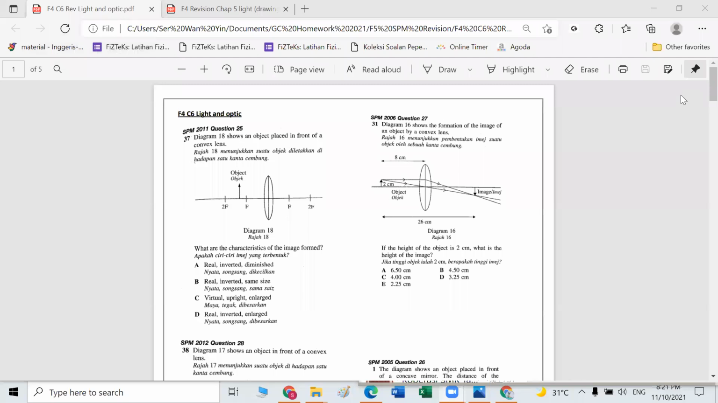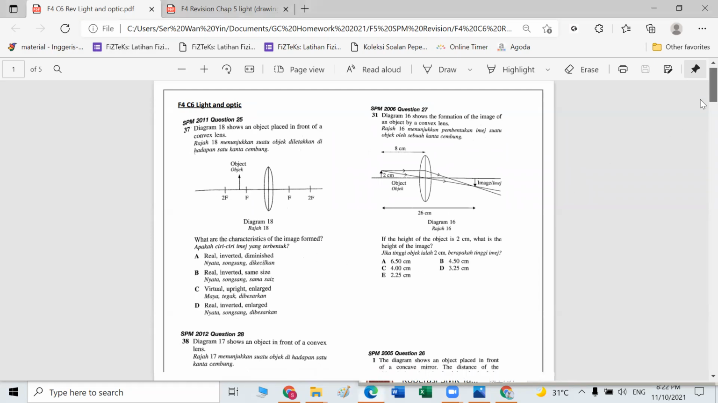Okay, first of all, we look at the SPM questions. This is SPM 2011. This is SPM 2006. I want to ask, do you have the problem on telling the characteristic? I tell you honestly, I have. I really had to memorize the image.